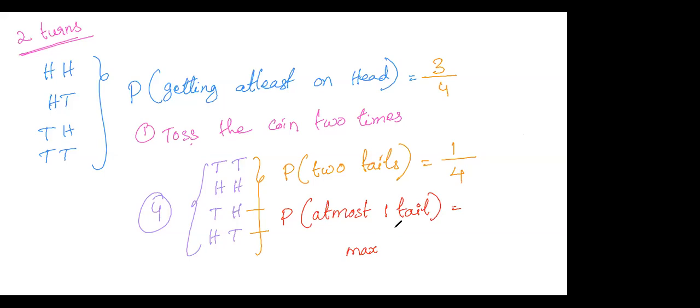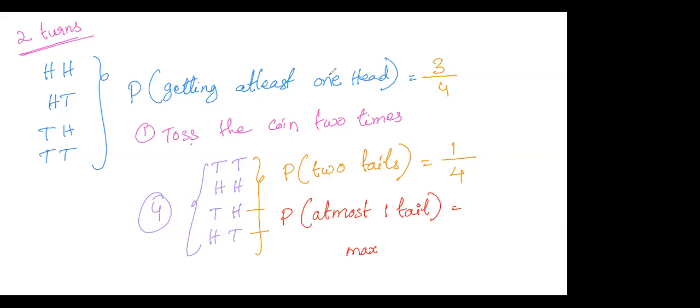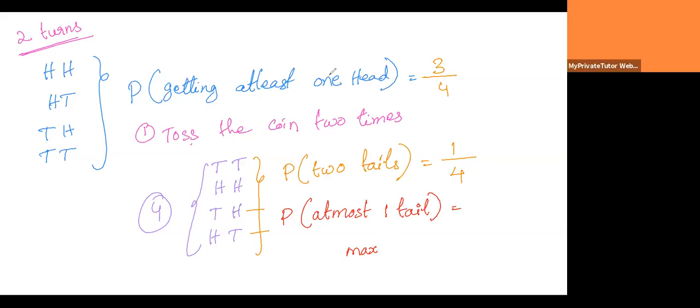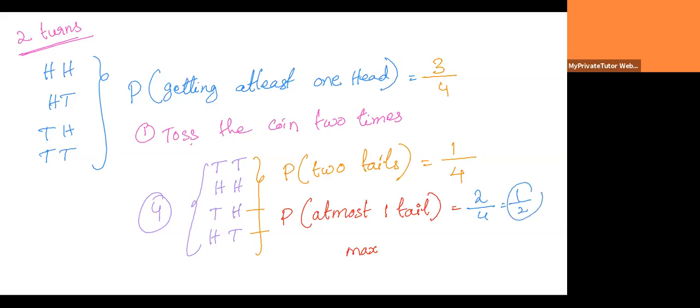At least means, have a look at the first question, at least one head. In a sense, it has to be one or more than one. You agree? Yes, sir. But at most one means what? It should be maximum, one or less. So that's what you said, 2/4. Okay, thank you. We haven't included HH here, but that's a separate case. We'll discuss that.